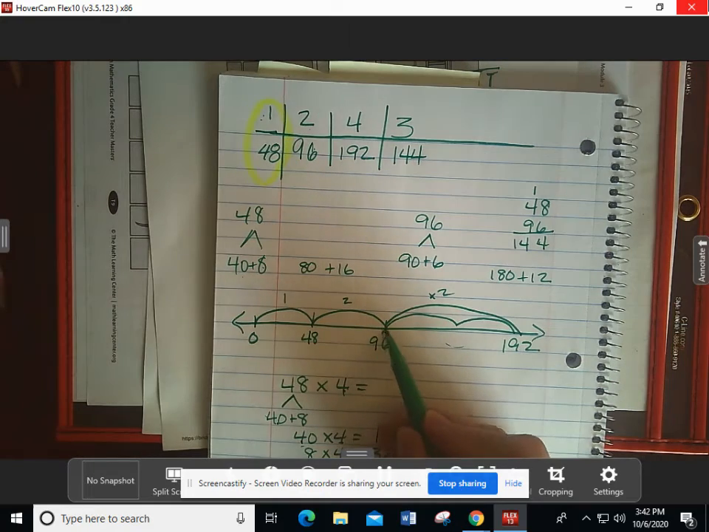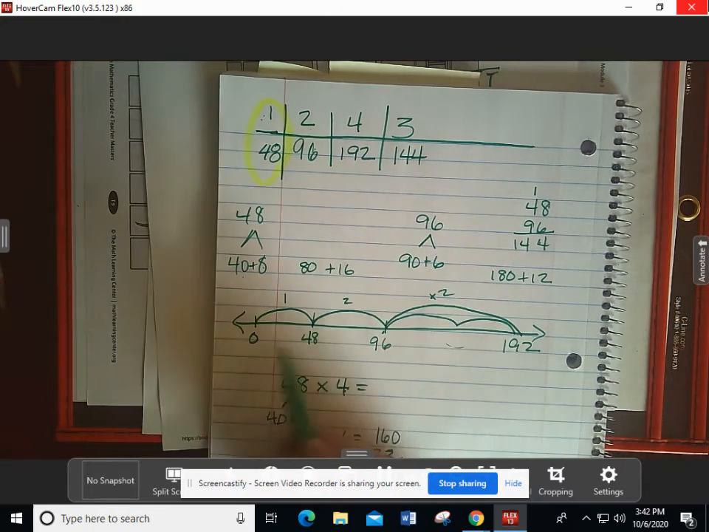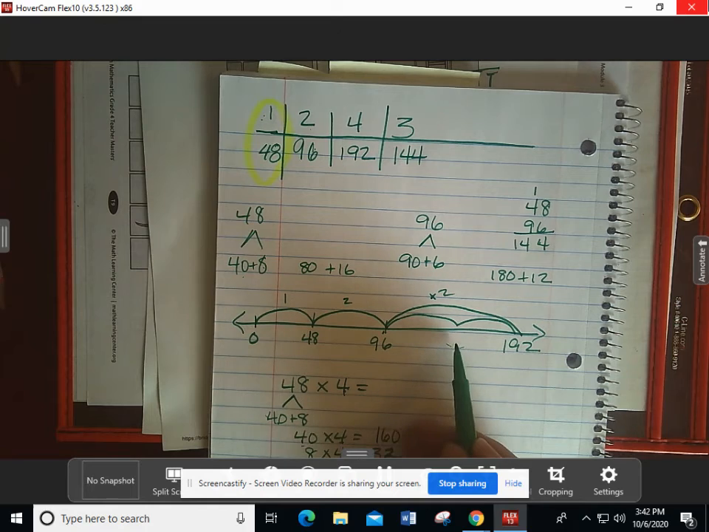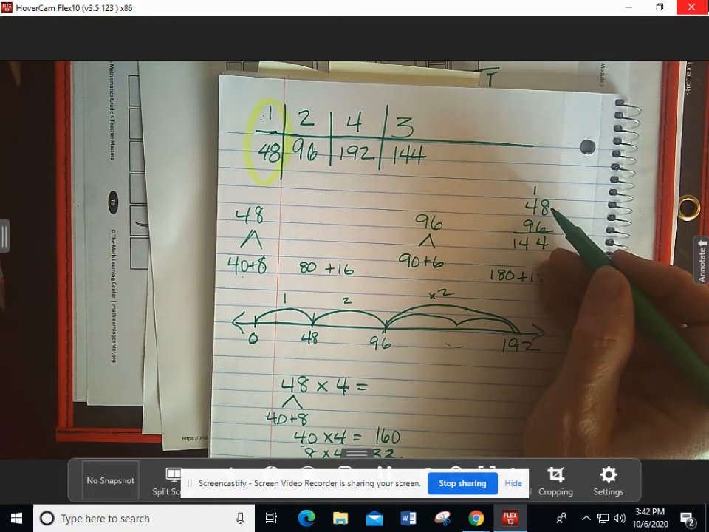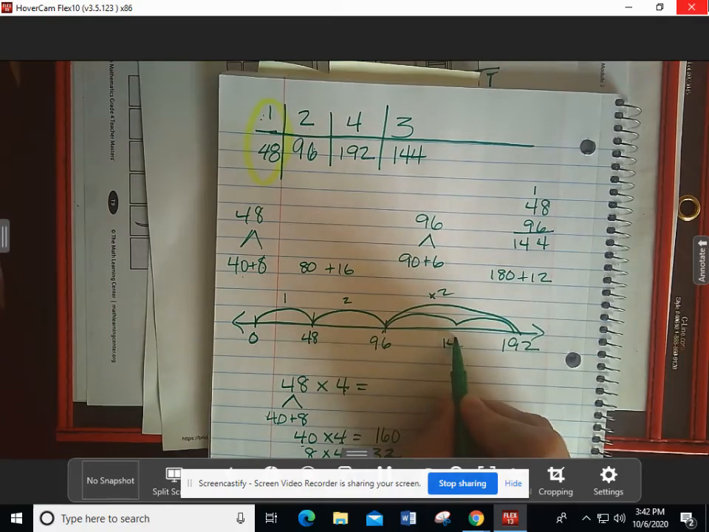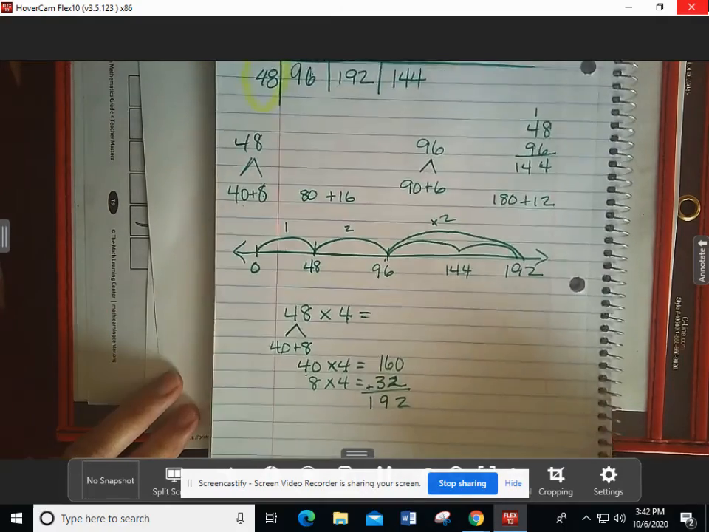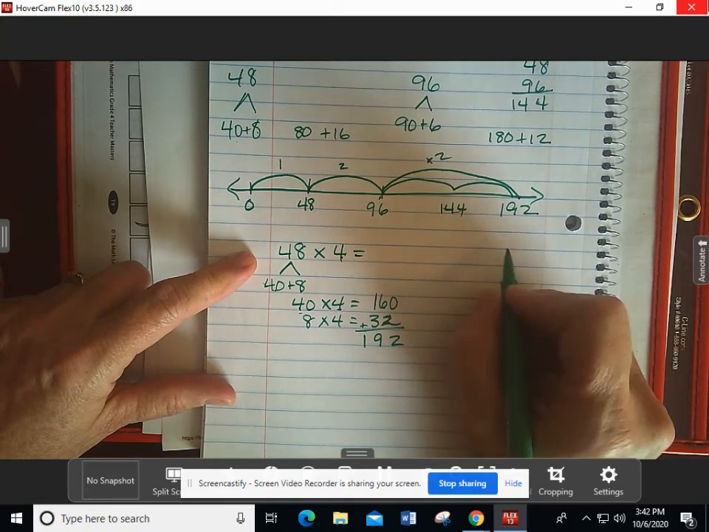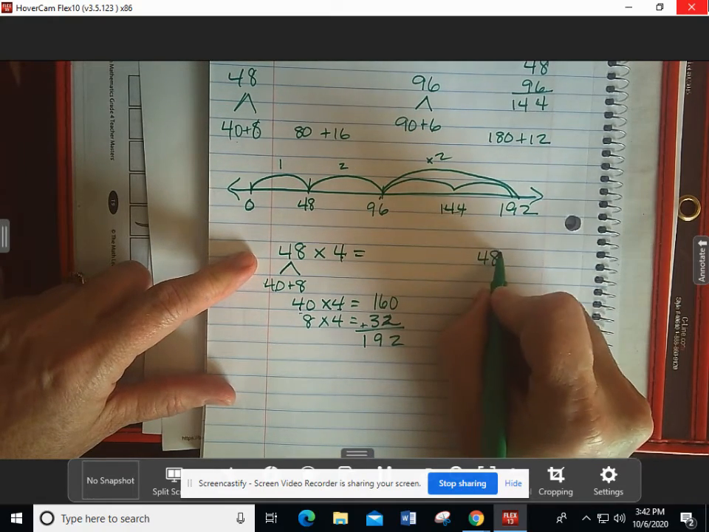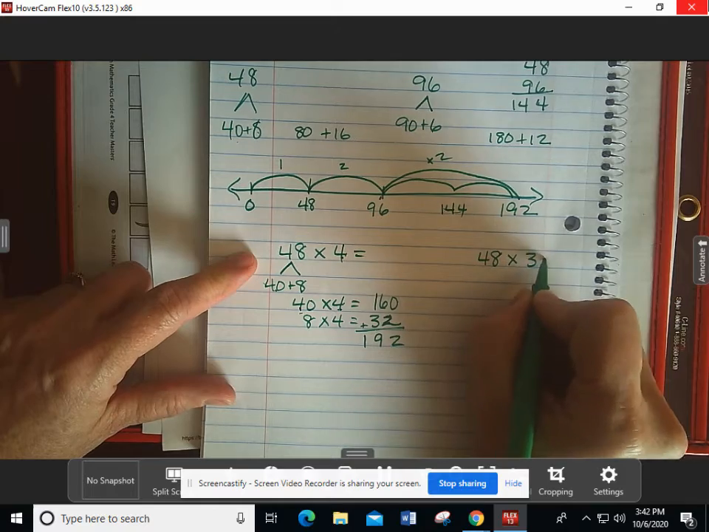So for those of you who want to continue your number line, we could keep adding our 48s and find out how many 3 48s are. We know this is 2 48s plus another 48. For those of you who are practicing distributing our numbers, we can do 48 times 3.